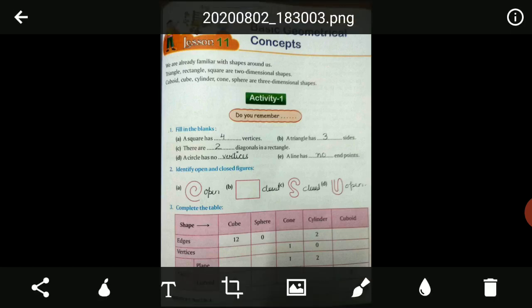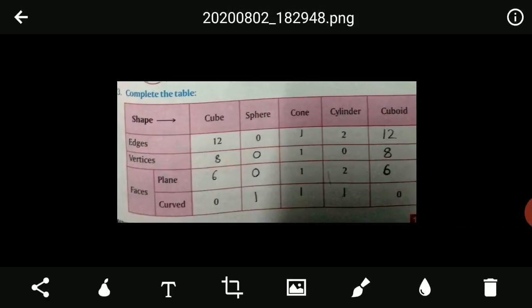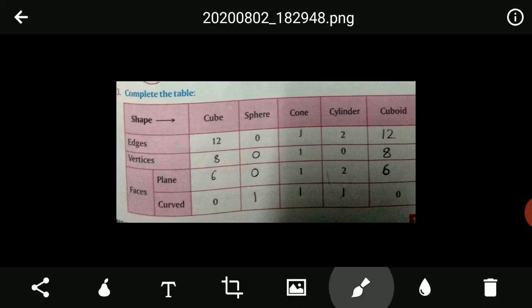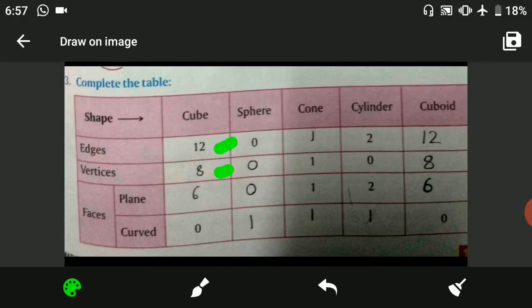Now whatever I explained to you about the solid shapes, on the basis of that we do question number 3. Clear? So see first one. So for cube, answers we will write vertically in this manner. Then we write sphere answer, then cone, cylinder and cuboid. See. Cube has how many edges? 12 edges. And vertices 8. Clear? How many faces is it having? 6 and that is plane. Clear? And curved 0.